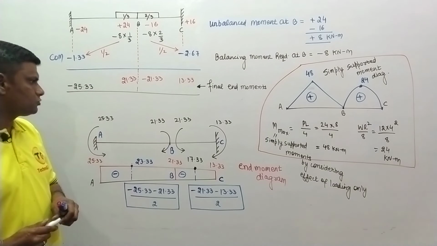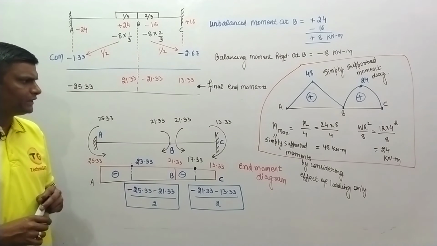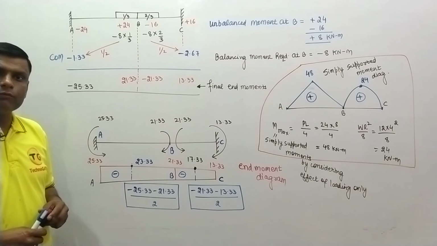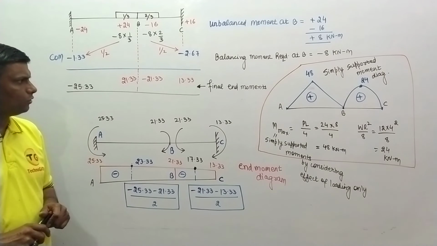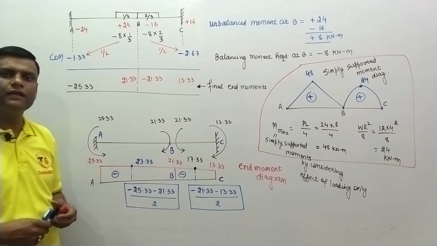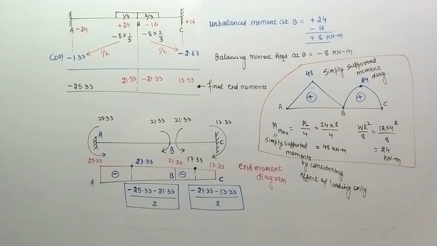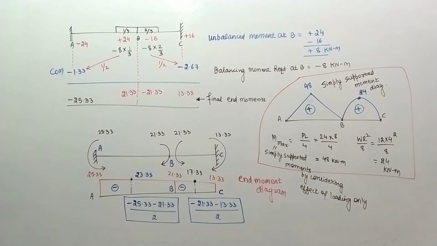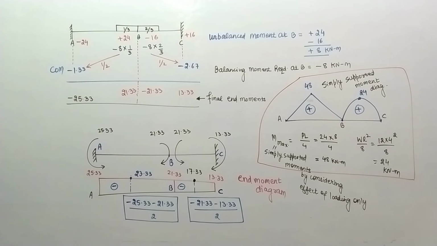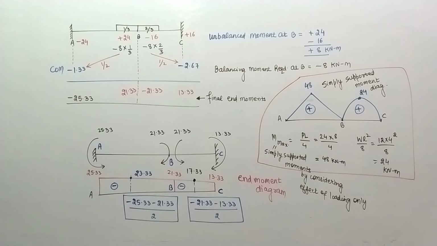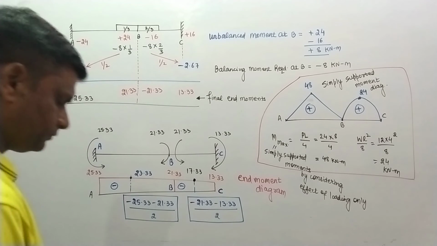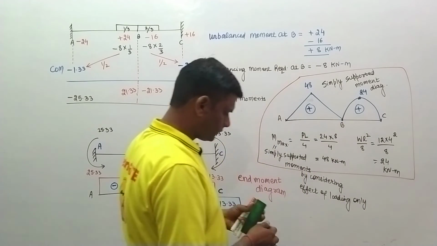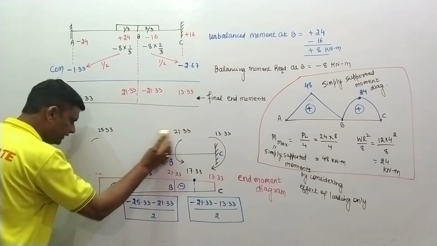Now it's time to superimpose the simply supported moment diagram on the end moment diagram. Then we can easily draw the final bending moment diagram using these two diagrams. Please note it down very fast. So let's superimpose the values.